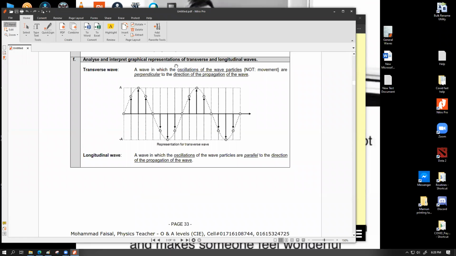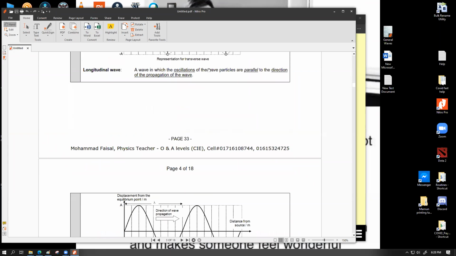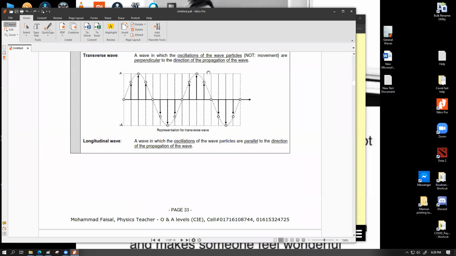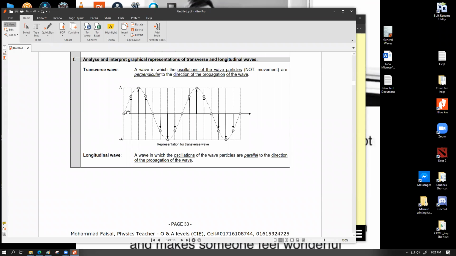এরপর আছে গ্রাফিক্যাল রিপ্রেজেন্টেশন অফ ট্রান্সভার্স ওয়েভ এন্ড লংজিটিউডাল ওয়েভস। আচ্ছা, হ্যাঁ, অ্যানালাইজ এন্ড ইন্টারপ্রেট গ্রাফিক্যাল রিপ্রেজেন্টেশনস অফ ট্রান্সভার্স ওয়েভ এন্ড লংজিটিউডাল ওয়েভস। এখানে একটা জিনিস তোমাদেরকে দেখাই। ট্রান্সভার্স ওয়েভের জন্য আমরা টিপিক্যালি একটা ওয়েভের যে শেপটা আঁকি, সেই ওয়েভ শেপটা পারফেক্টলি ঠিক আছে। That shape actually works out because the particles actually undergo that amount of movement.